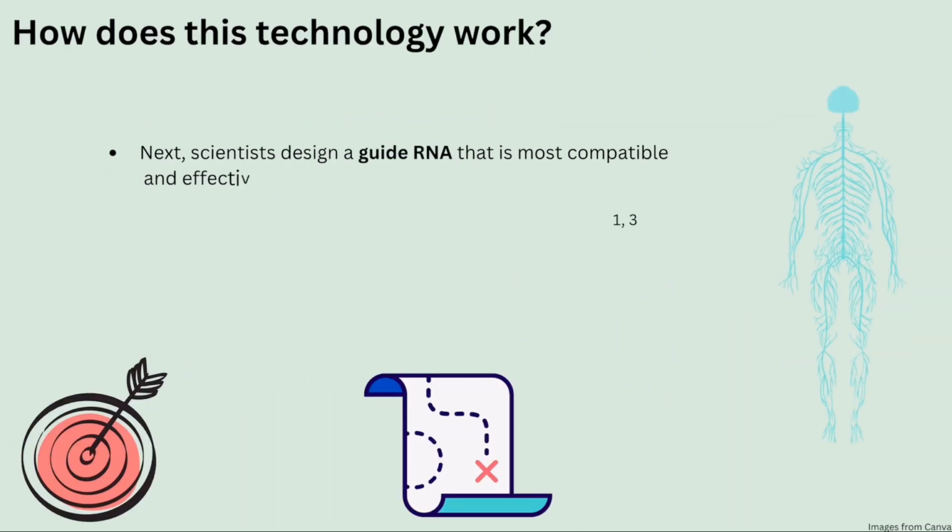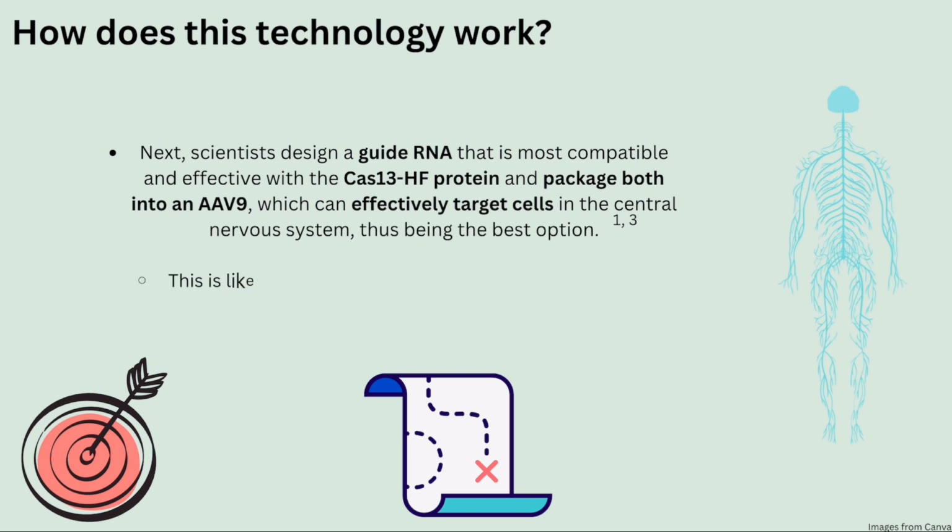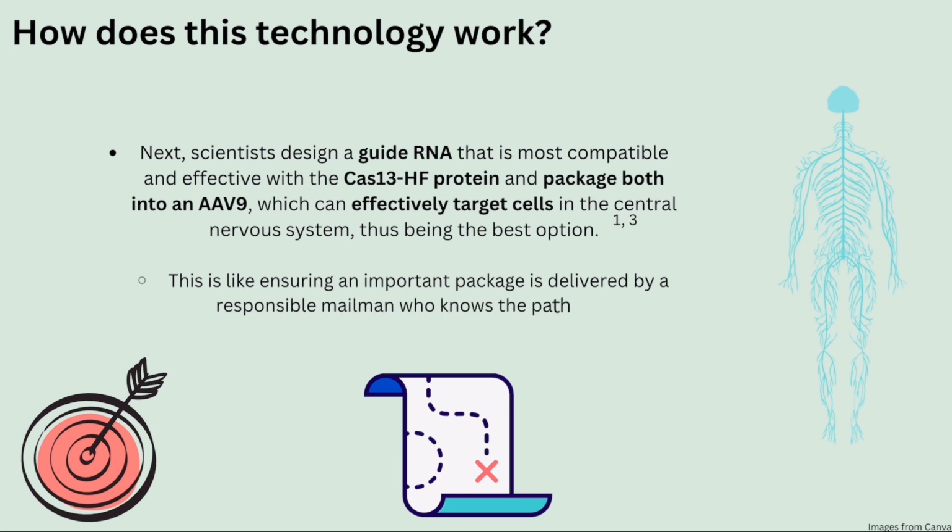Next, scientists will design a guide RNA that is most compatible and effective with the Cas13HF protein and package both into an AAV9, which can effectively target cells in the central nervous system, thus being the best option. This is like ensuring an important package is delivered by a responsible mailman who knows the path there.